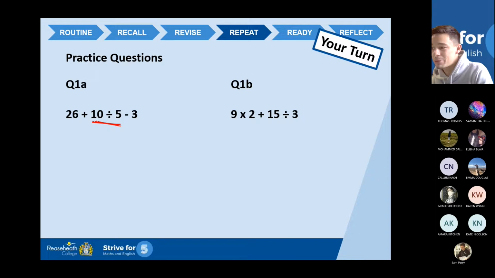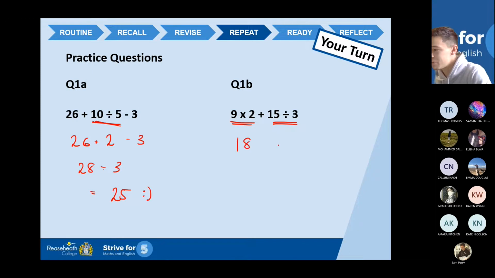So BIDMAS means we do the division first. So 10 divided by 5 is 2. So I've got 26 plus 2, take away 3. Well, 26 add 2 is 28. Take away 3 is 25. Okay? Next up, we've got 9 times 2 and 15 divided by 3. So we've got to do them first, right? So 9 times 2, 18. 15 divided by 3 is 5. We're adding them together. So that gives me 23.